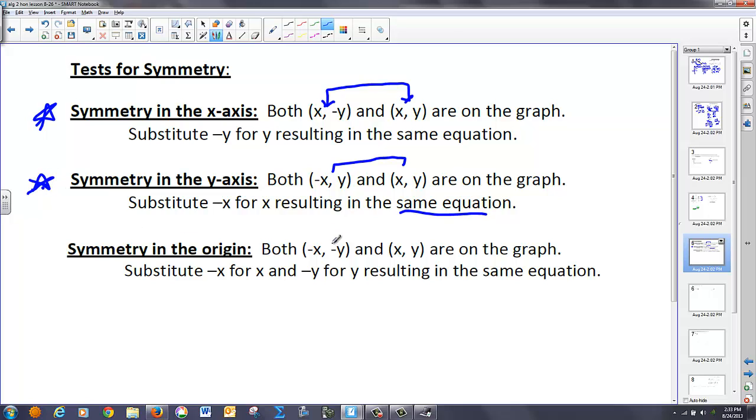And again, here's the point and its image for an origin symmetry. And if you were to plug these 2 points in for x and y in your equation, and you end up with the same result, then you have origin symmetry. Let's apply this to a couple of problems.